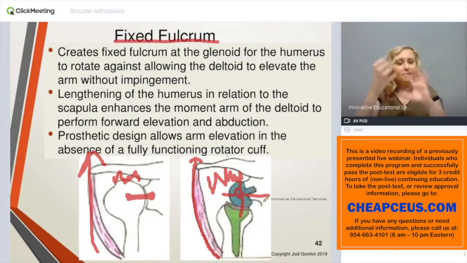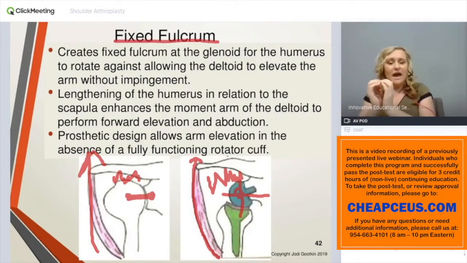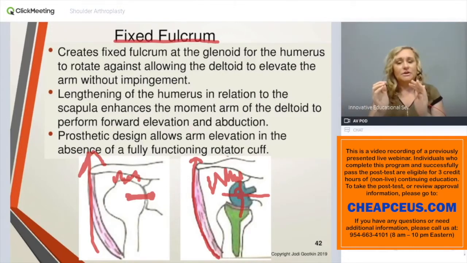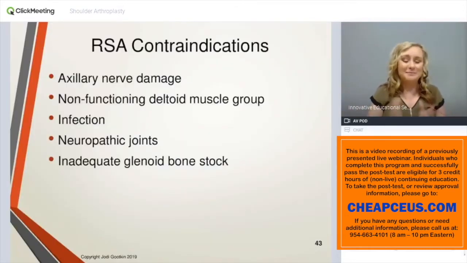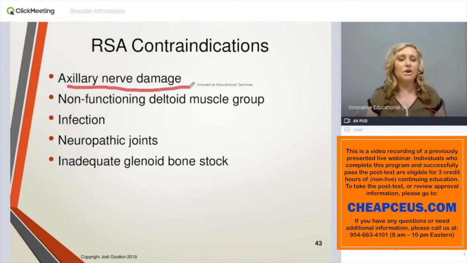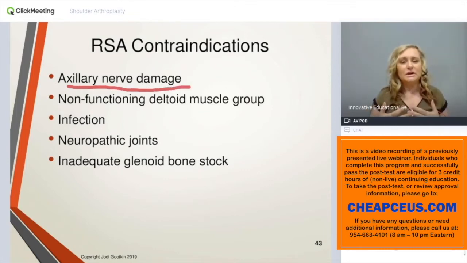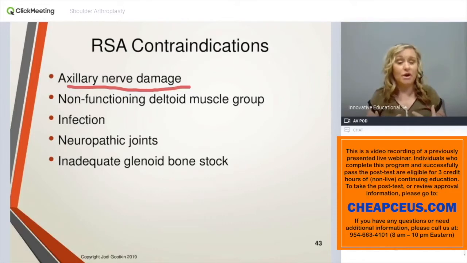So that's why they flip this design, so they can move the axis, let that deltoid function better, and the componentry makes up for the fact that the patient doesn't have a functioning rotator cuff. I think it's amazing. Because of this, there are certain contraindications for patients who would not be candidates if they have axillary nerve damage. We know that that alters the innervation to the deltoid, which is so critical for functioning of that upper extremity post-operatively.